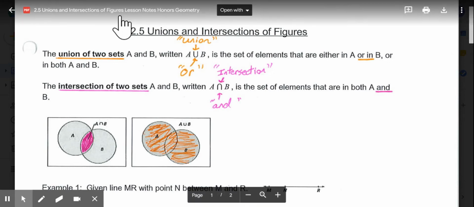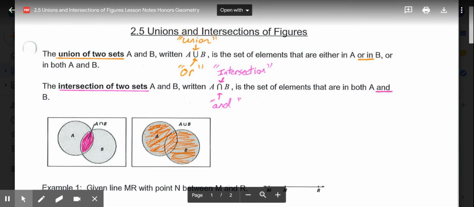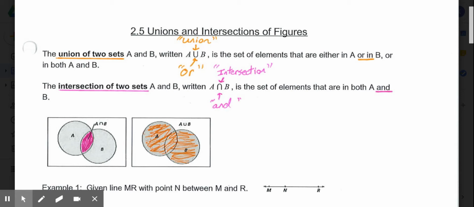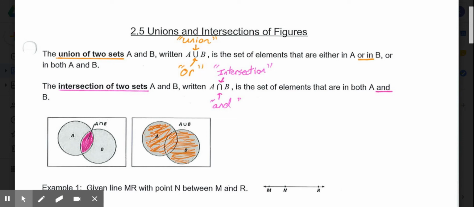To start with definitions, the union of two sets, if our sets are A and B, is written as the union of A and B. This big capital U is the symbol for union. The union of sets A and B is the set of elements, which could be numbers, data, whatever it is, that are either in A or in B or in both A and B. So we can think of union as the word or. What is in A or B or both?